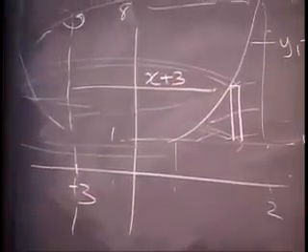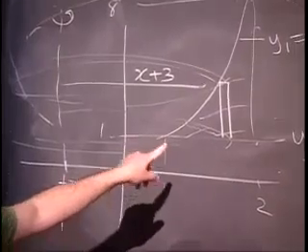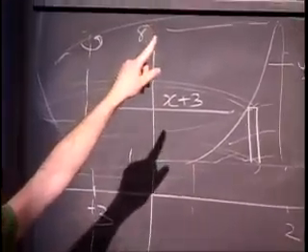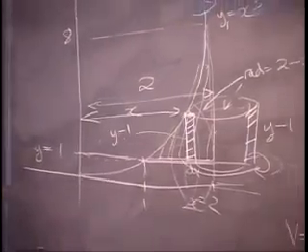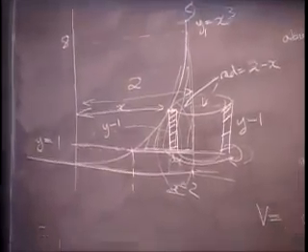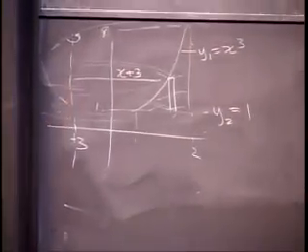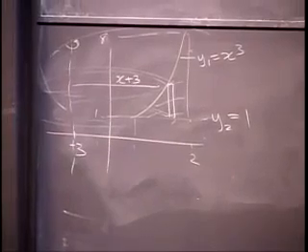So you're going to actually get a very similar sort of thing to the previous problem, right? There's not much difference. Instead of x equals 2, we're just going around x equals minus 3 and using shells.